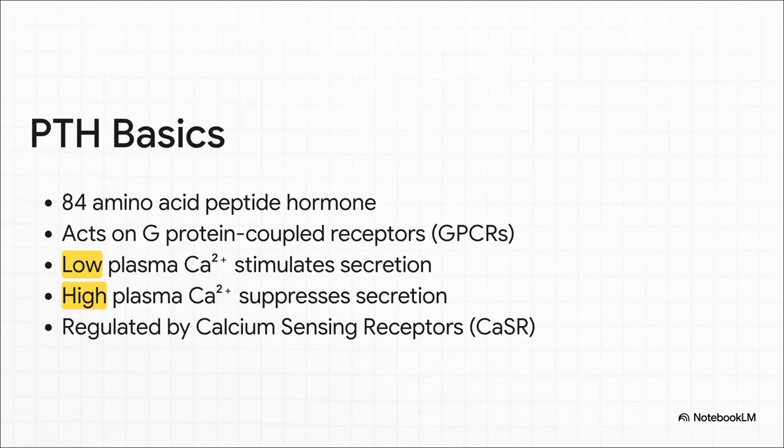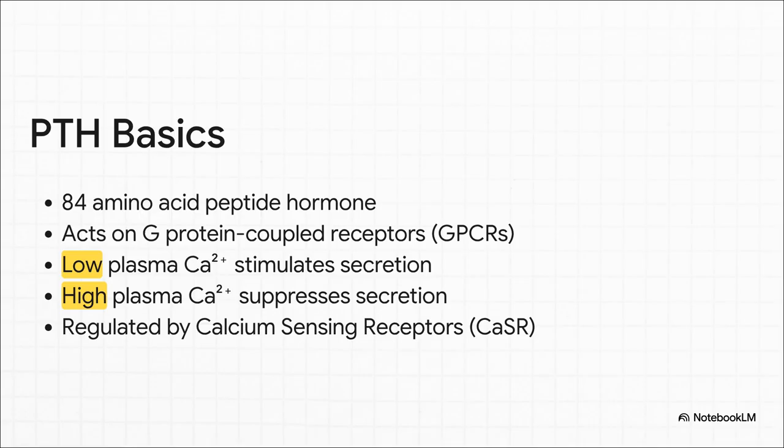Okay, let's get into the nitty-gritty of PTH. It's an 84 amino acid peptide hormone, and it does its job by acting on G protein-coupled receptors. Now, its release from the parathyroid glands is super tightly controlled by these special receptors called calcium-sensing receptors, or CASRs. It's a classic negative feedback loop. If your plasma calcium gets too low, PTH secretion gets a boost. If calcium gets too high, secretion is suppressed.